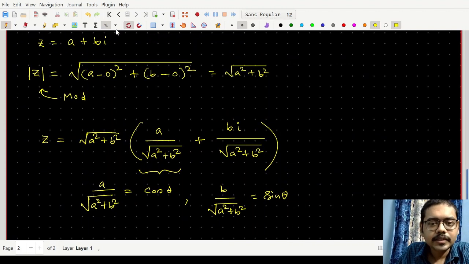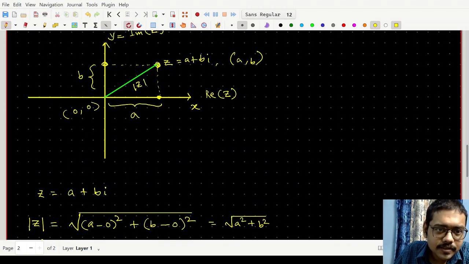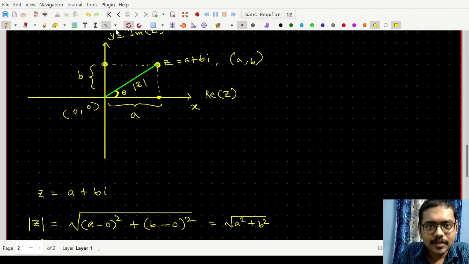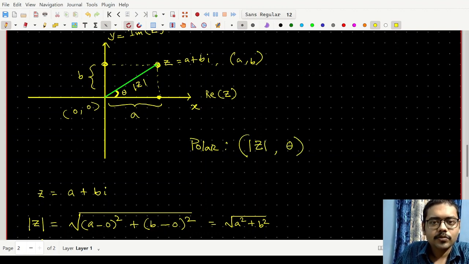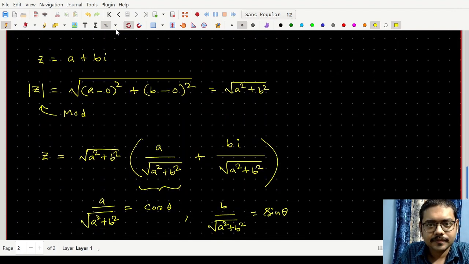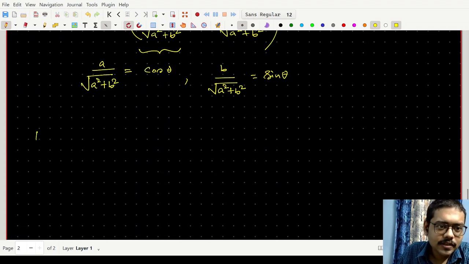And that would give us the angle theta between the x-axis and the line joining the origin and the complex number a comma b in this plane. So there we have the polar coordinates. So what are the polar coordinates here? First we take the distance of the point, and then we take the angle that it makes with the x coordinate. And that is the modulus argument form.